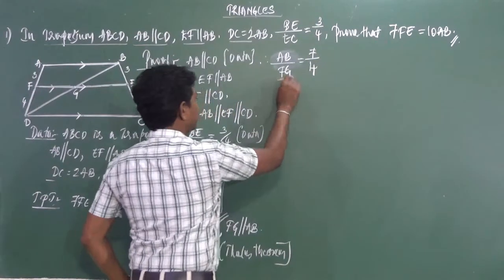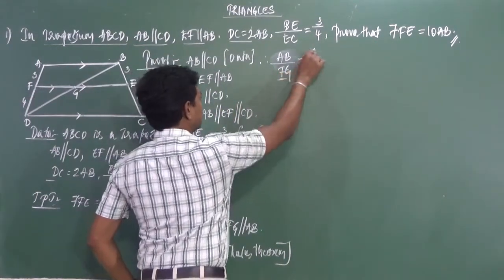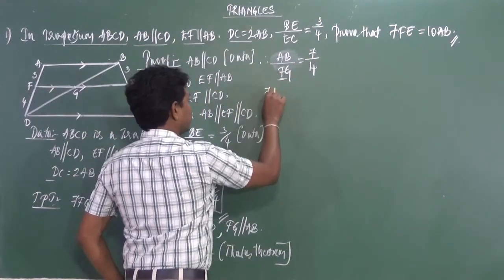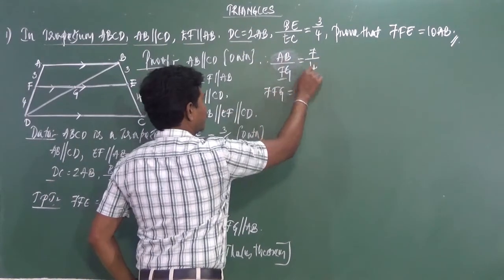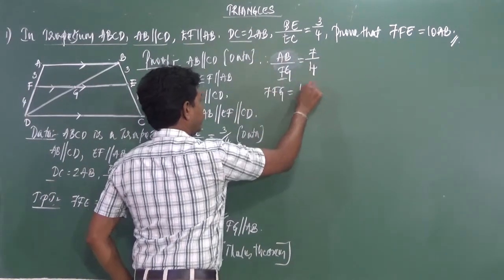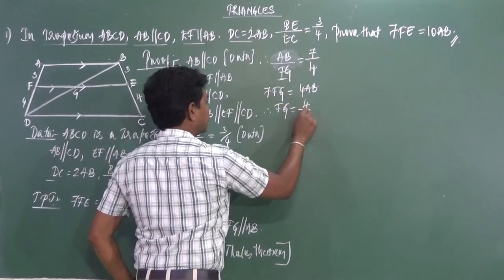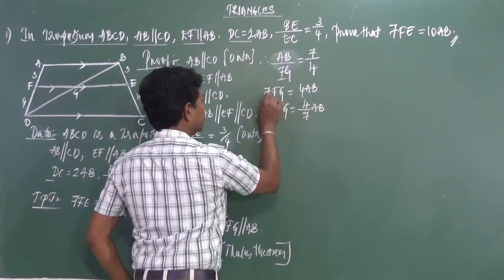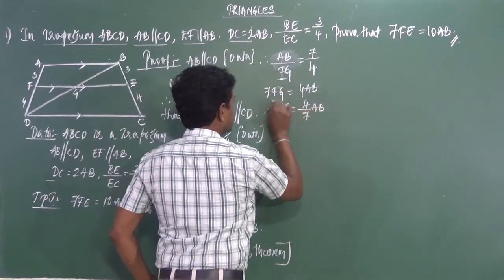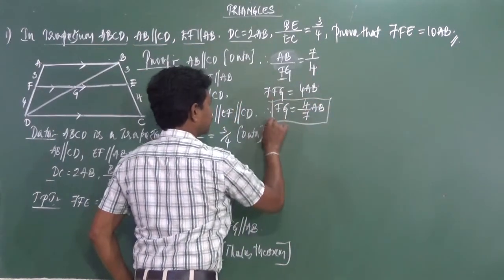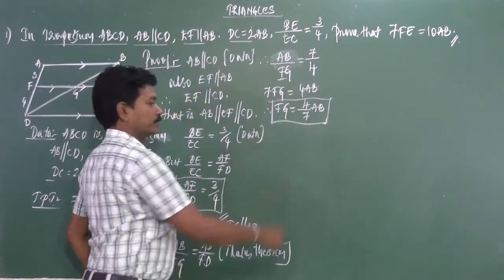So I will make FG the subject. FG into 7 is 7FG, which is equal to AB into 4, that is 4AB. Therefore FG is equal to 4 by 7 AB, since this 7 goes to the denominator. Put this in a box and let us wait for the further results.